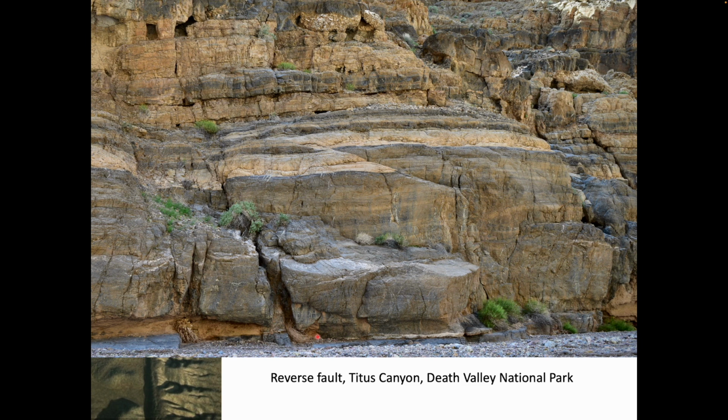This is a small reverse fault in Titus Canyon in Death Valley National Park. You can see this white rock layer has been offset by a fault plane that runs somewhere along in the middle here. Take a second to look at it and see if you can find the fault surface, and then I will draw it in. Okay, and here's the fault surface. The hanging wall, the upper portion of the fault, has moved up relative to the footwall as a result of shortening of this block of rock. Compression has pushed the upper part, the hanging wall, over the footwall.